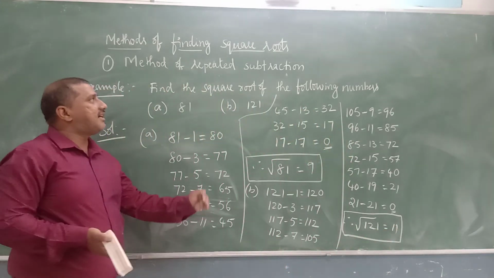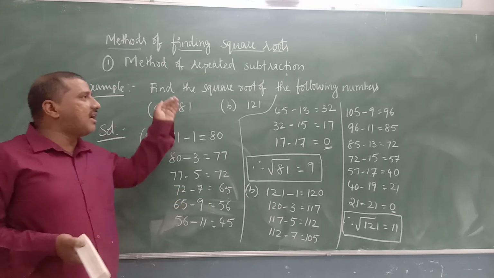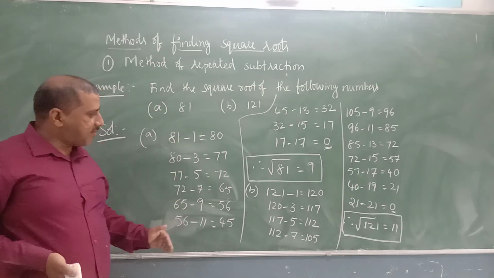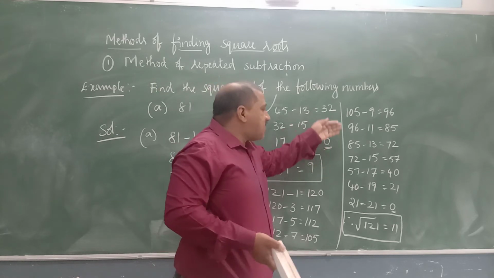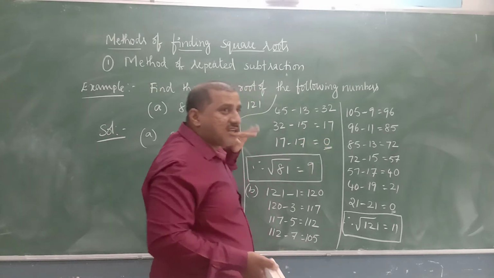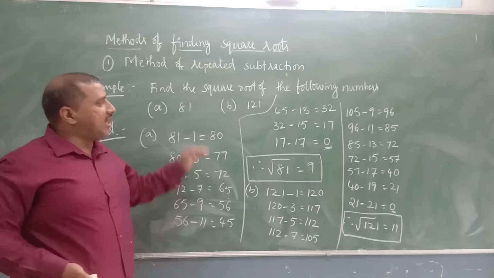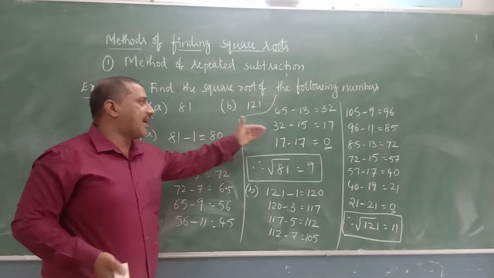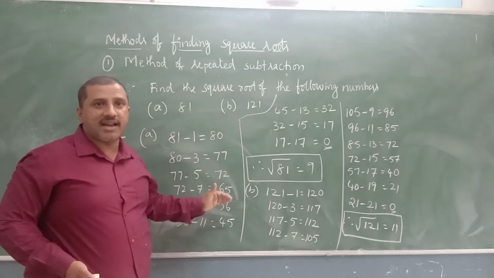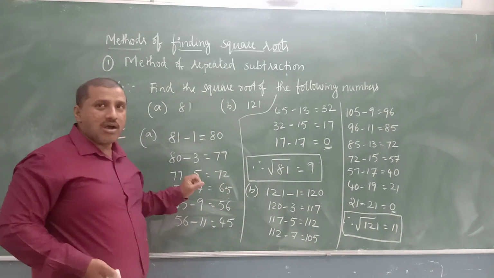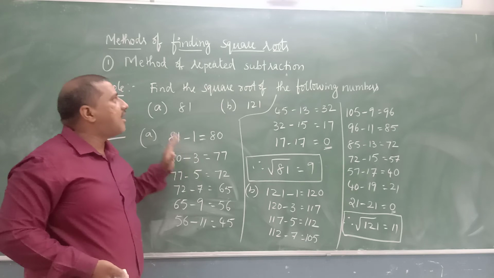So in this method, what we will do? Repeatedly, we will subtract the odd numbers till the difference is 0. If you don't get 0, then that number is not a perfect square number. Only for perfect square numbers we will get 0. So finally count how many odd numbers we have subtracted. That number will give you the square root of the given number.